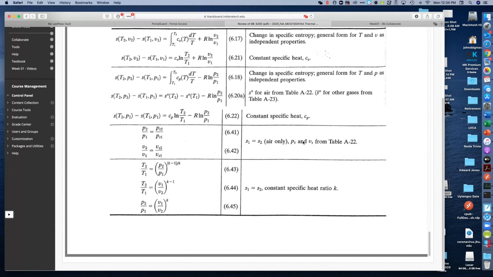Because we're using software, we really won't have to worry about the use of this particular table because everything is built into the software itself.